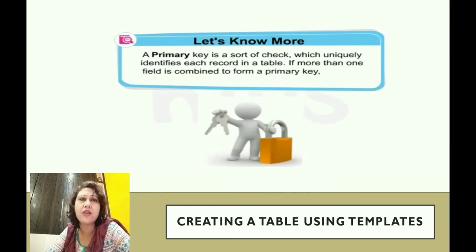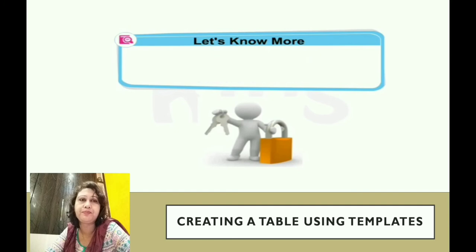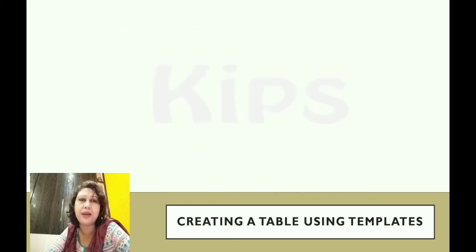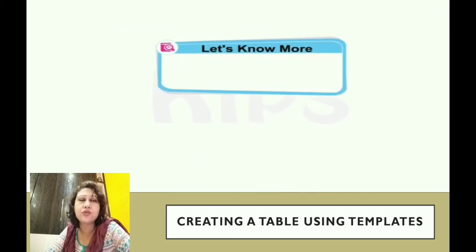If more than one field is combined to form a primary key, then that key is known as a composite key. A primary key field cannot have repetitive values. Repetitive values means two same data cannot be entered in a primary key, and it cannot be left blank. Let's know some more facts.